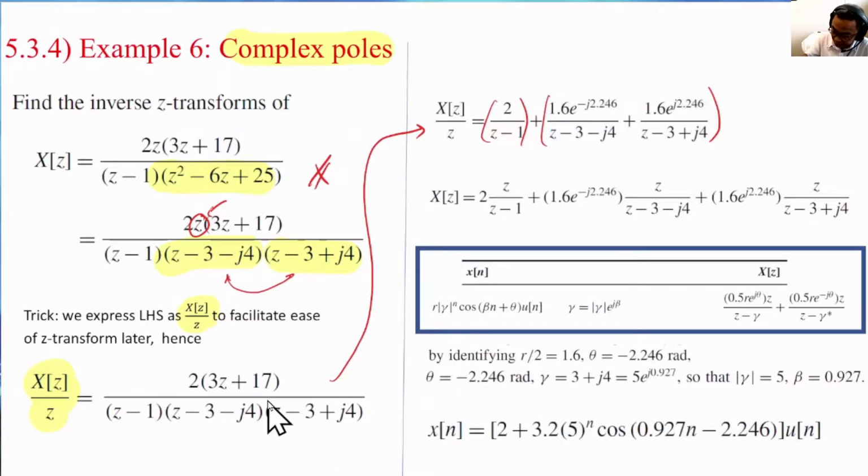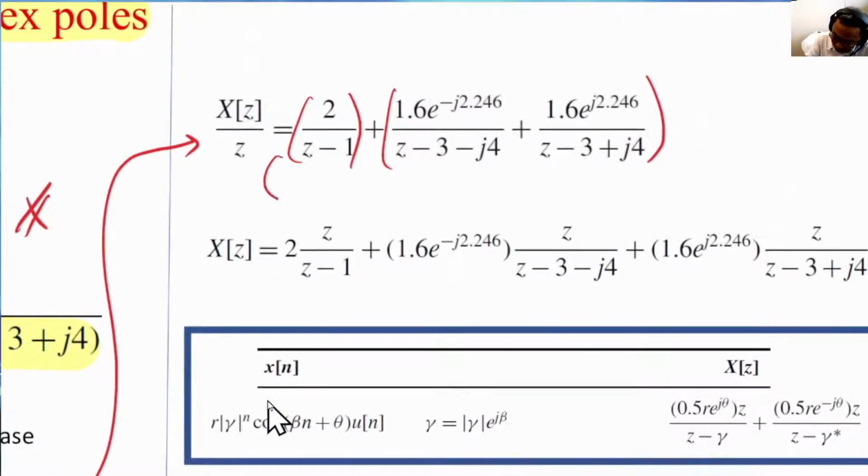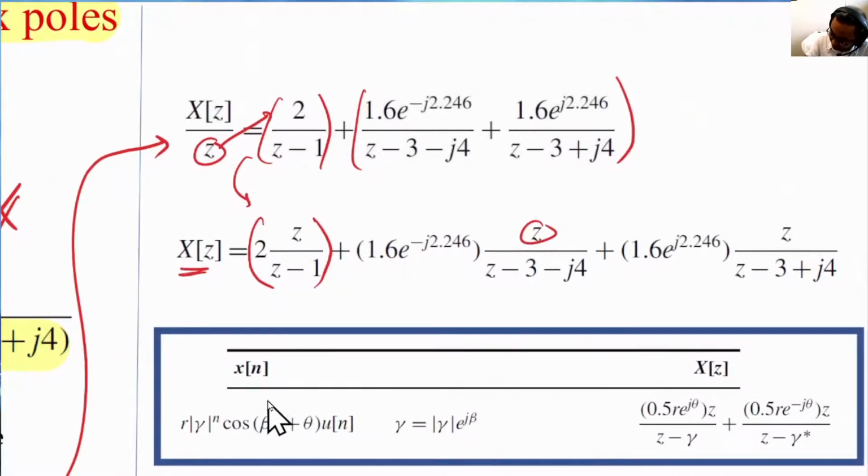Now, once we are in this form, this has the lookup table. This is simple. We can move the z back here. So now it is X(z) equals 2 times z over (z minus 1). So the z also goes to this side for the two expressions here. Okay, so when we are in this form, then there is a lookup table.